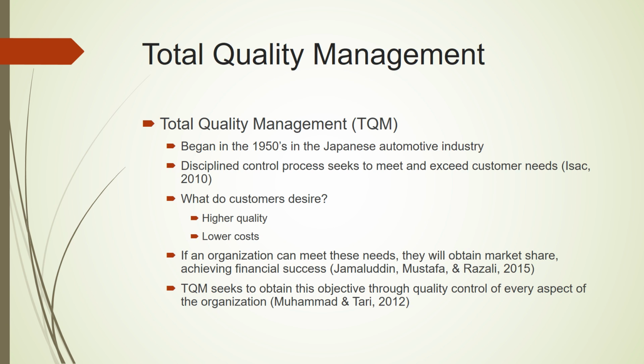The rationale behind total quality management is, if an organization can meet these customer desires, then they will obtain market share because more customers will be buying their product as opposed to other competitors, and that will achieve for the organization financial success. So by putting the company first, the bottom line is met. Total quality management seeks to obtain this objective by a thorough quality control of every aspect of the organization. It looks at everything the organization does and seeks to be excellent in those areas.